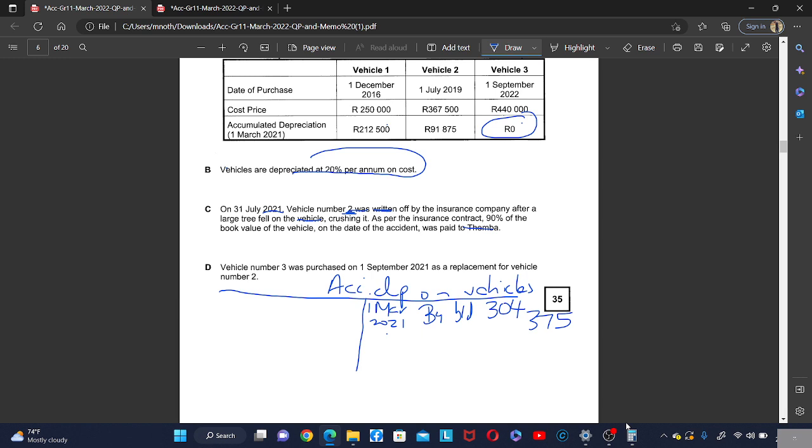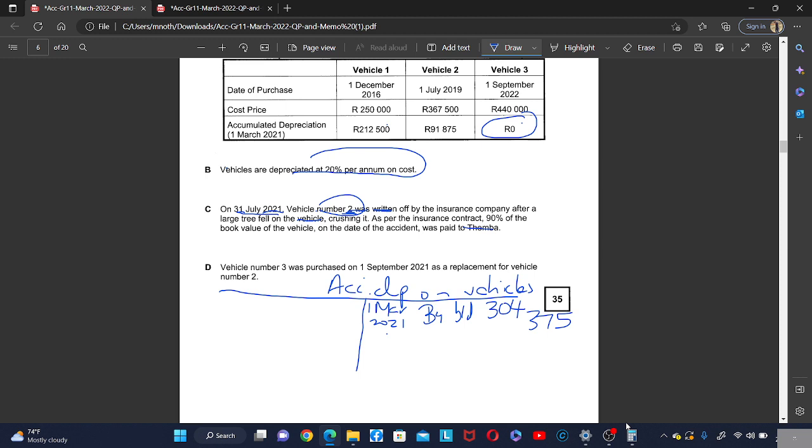So let's calculate the depreciation of the vehicle that was crushed, because this vehicle was crushed during the year, meaning that before it was crushed, it had depreciated. So if we count from 1 March to 31 July, it's March, April, May, June, July, it's 5 months.